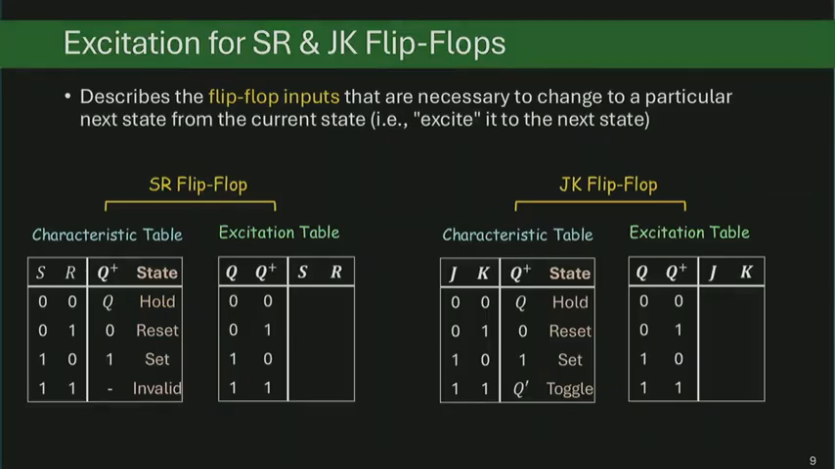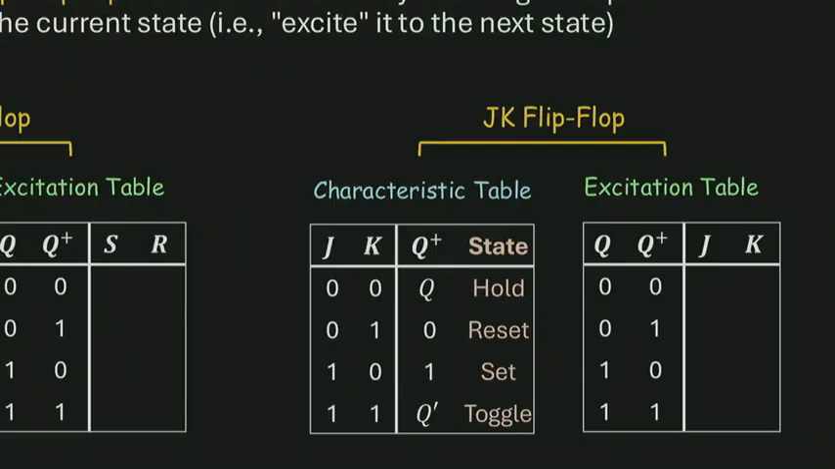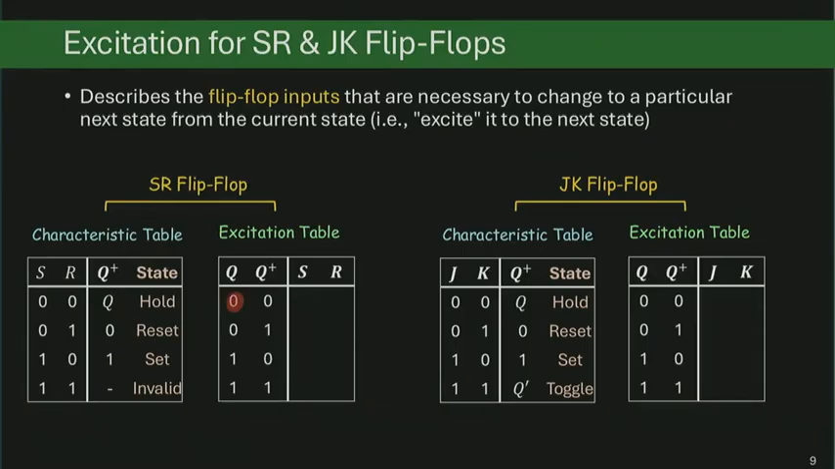All right, I think now it's time for you to try out an exercise. I'll do the SR, and then I'll ask you to do the JK. We have done the excitation table for D and T based on their characteristic tables. We can also do that for SR and JK flip-flops. Let's say I want my SR flip-flop to go from 0 to 0. What are some operations that can allow that to happen? Any ideas? What do I need to put at my S and R inputs to enable the 0 to 0 transition?